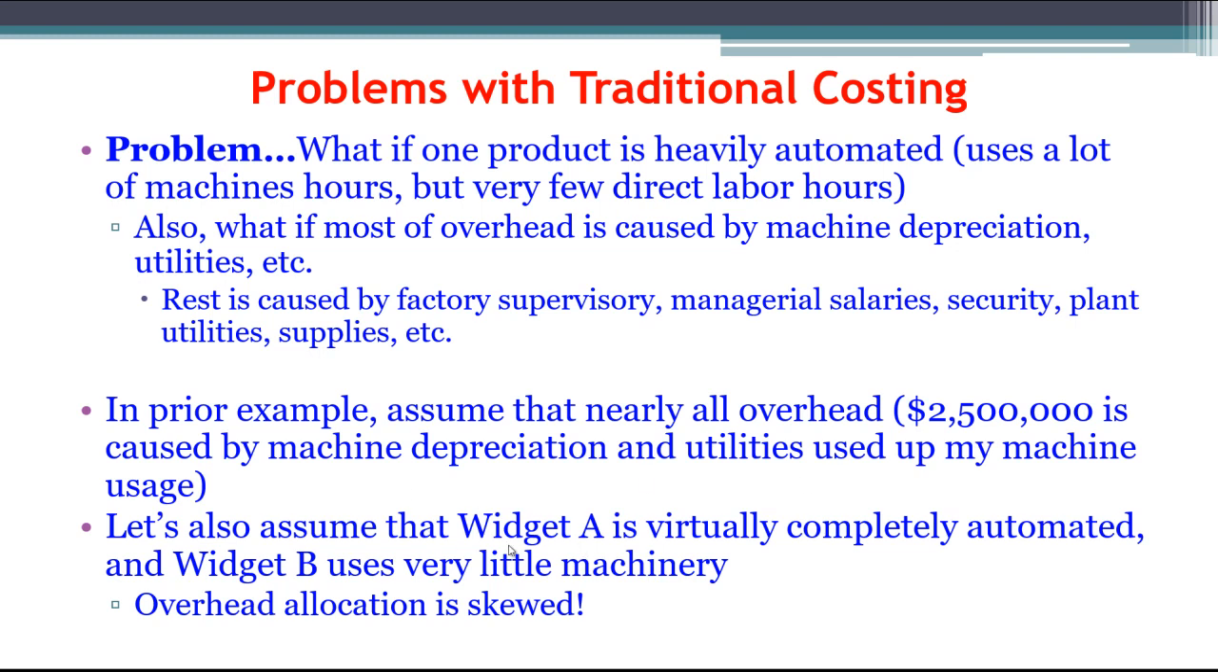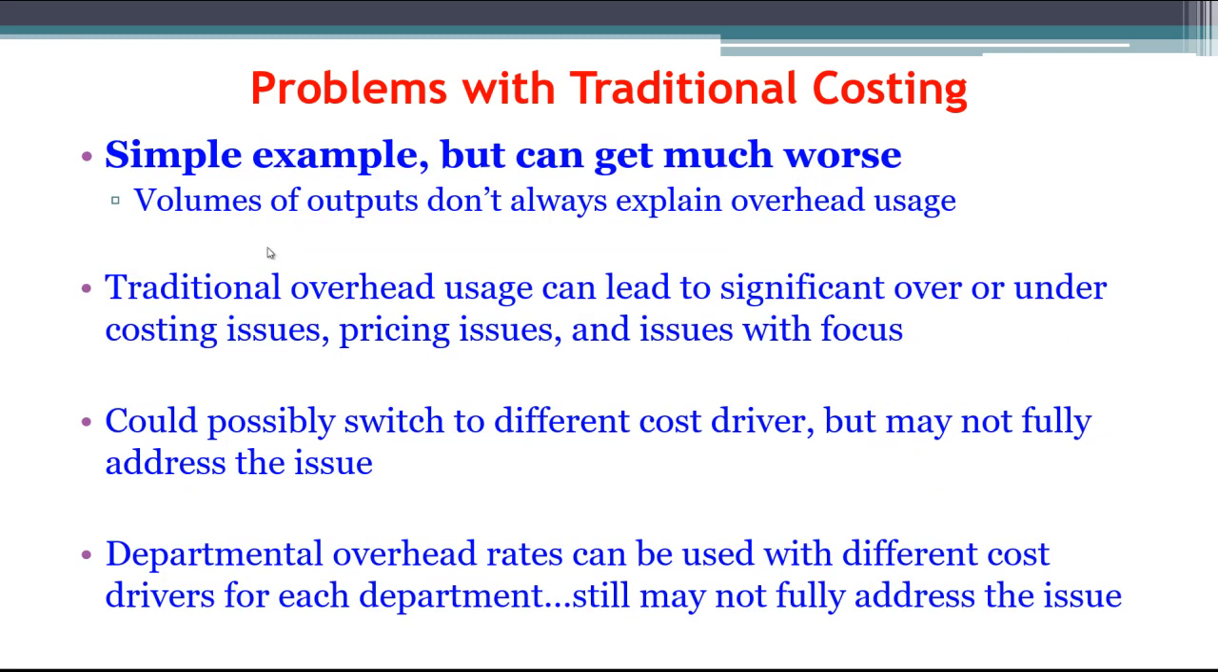Let's assume that widget A is virtually completely automated, not 100%, but very close, and widget B uses very little of that machinery. That tells us right there that the overhead allocation is going to be skewed, because widget B, which uses very little machinery, gets a lot of labor hours, which is what's causing the high allocation of overhead. So it's completely skewed. Now, this is a very simple example, but it could get a lot worse.